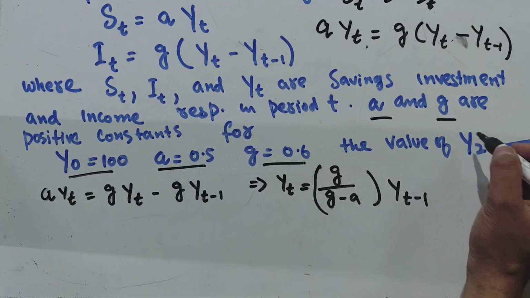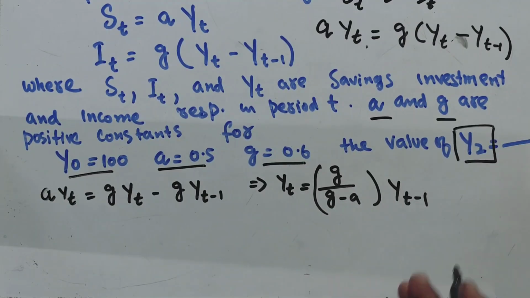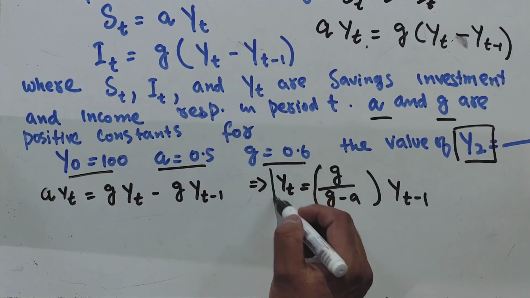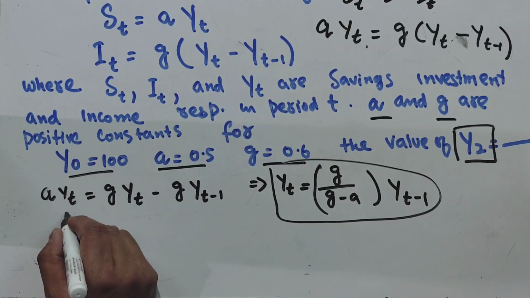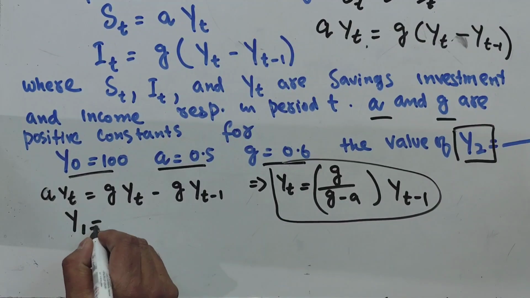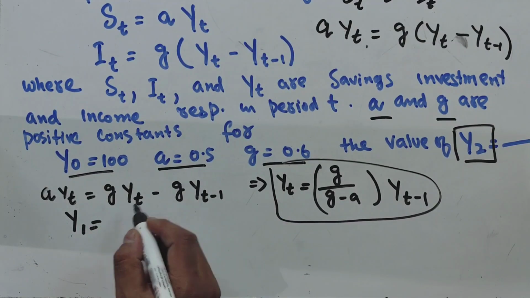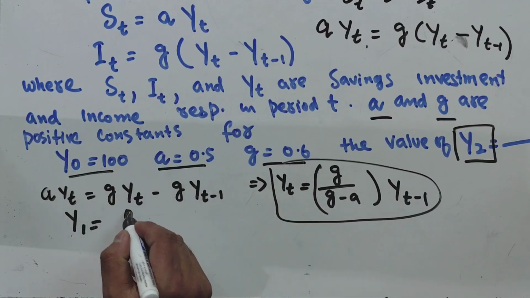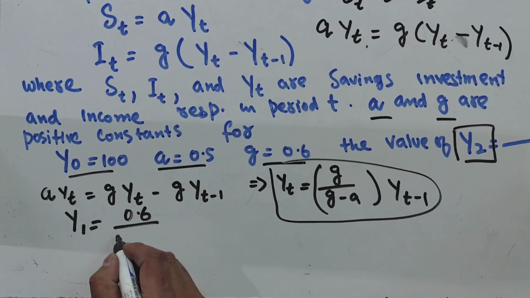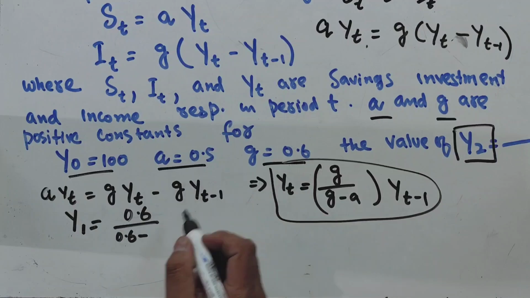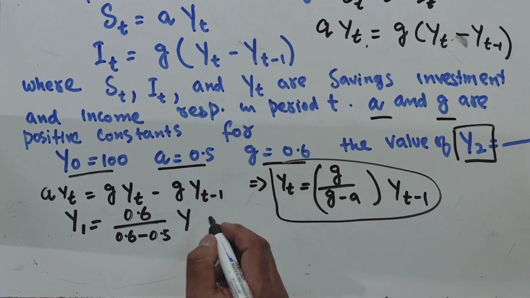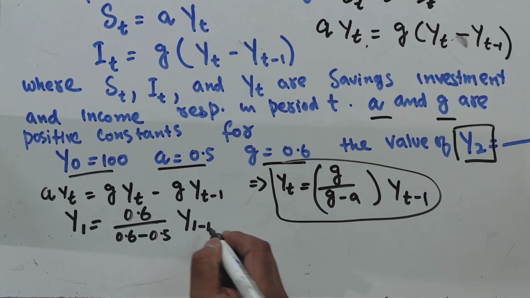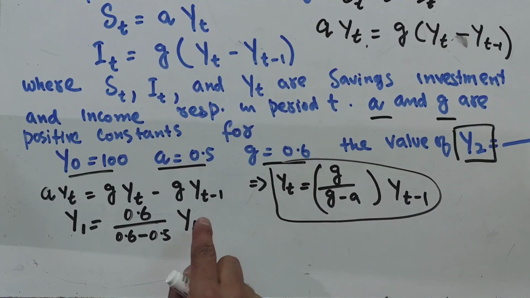we have to find out y2. Remember, to find out y2, first we need to find out y1. So given this equation, let us first find out y1. In place of time period t we have 1, so y1 will be equal to G, which is given as 0.6, divided by G, again 0.6, minus A, which is 0.5, times Yt minus 1, meaning t is 1, so 1 minus 1 is y naught.